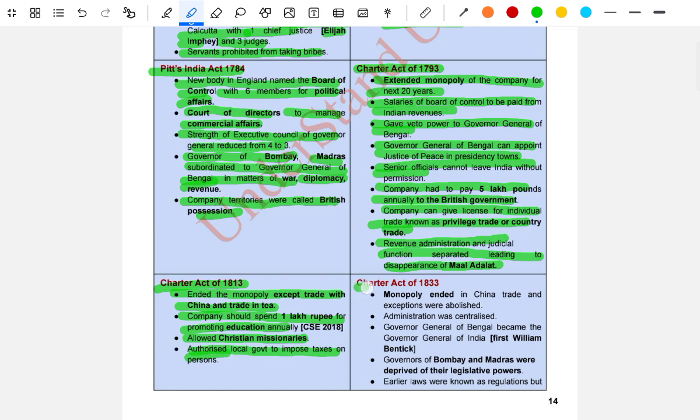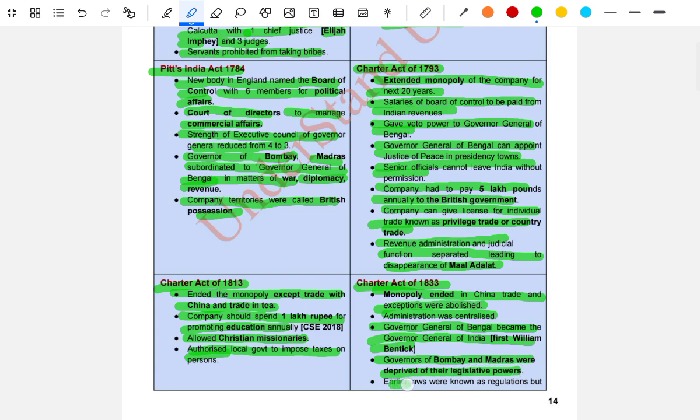The Charter Act of 1833. The monopoly ended in China trade and the exceptions were abolished. The administration was centralized. The Governor General of Bengal became the Governor General of India, the first being William Bentinck. The governors of Bombay and Madras were deprived of legislative powers.